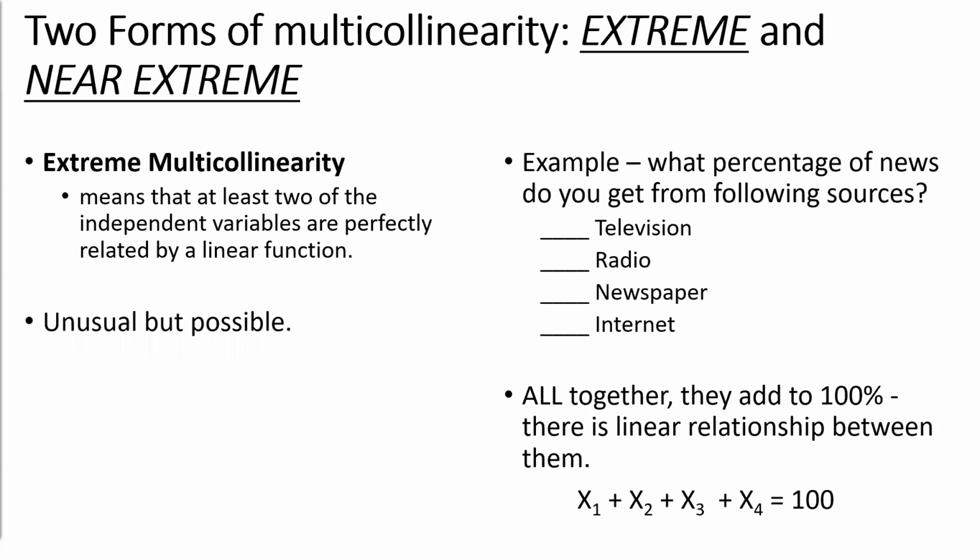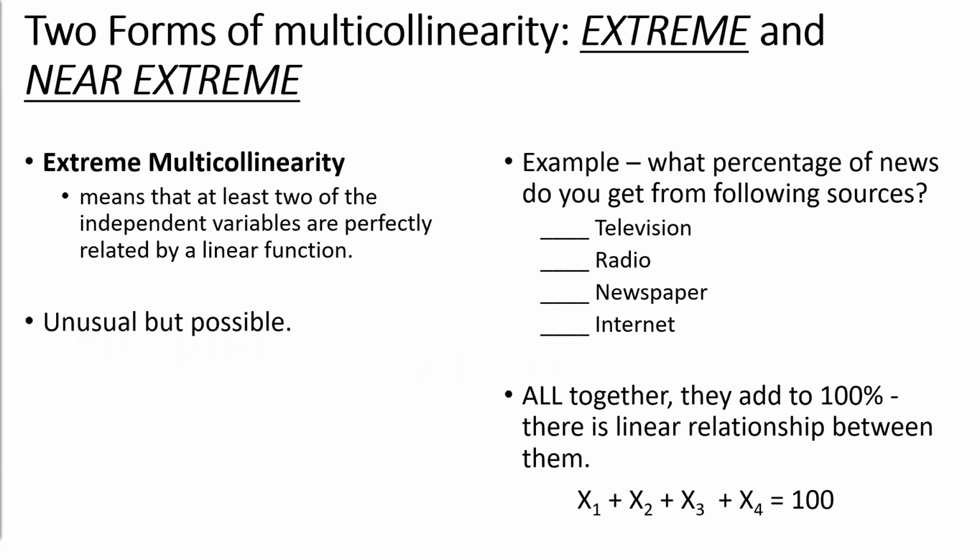So multicollinearity. Allison spends an entire chapter talking about the issue of multicollinearity, which should give you a sense of just how important it is in statistics. It's also a very troublesome issue because it's hard to control for. So there are two forms of multicollinearity, what he defines as extreme multicollinearity and then near extreme multicollinearity.